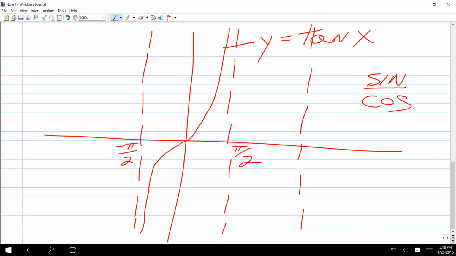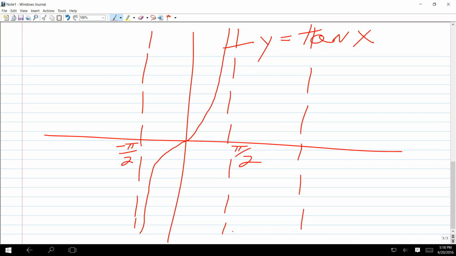And cosine of pi over 2 is 0. So you would be dividing by 0. And that's what makes it undefined. Undefined. You can never divide by 0. Okay? And so tangent of minus pi over 2 is undefined, or negative infinity according to our graph. And tangent of pi over 2 is undefined, or positive infinity.